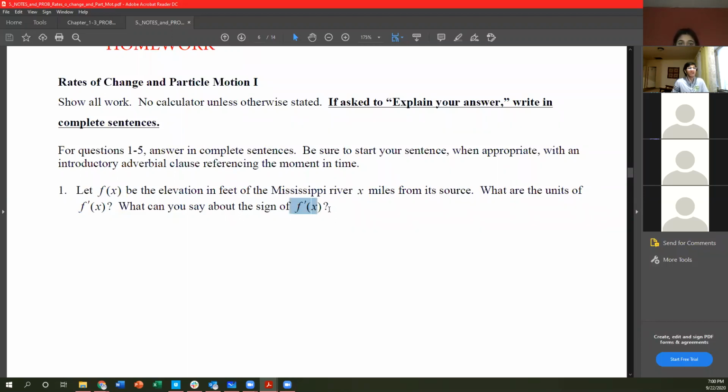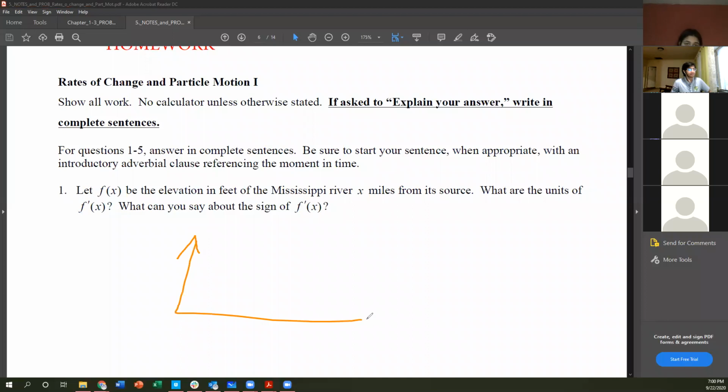Okay, well, and what about the sign of f prime of x? Positive. Well, let's think about it. This is where you would have to maybe do a little graph. If this is the source of the Mississippi River, as you get further and further away from the source, the elevation has to drop, right?